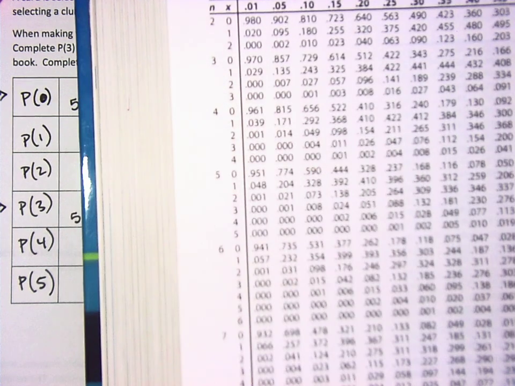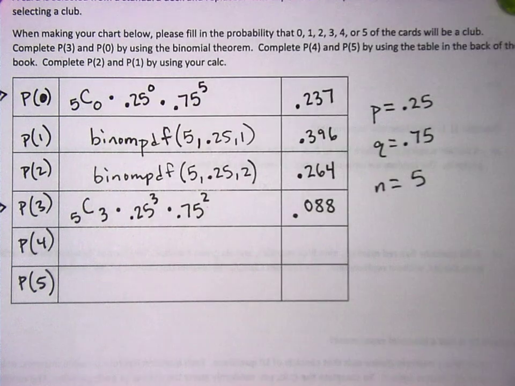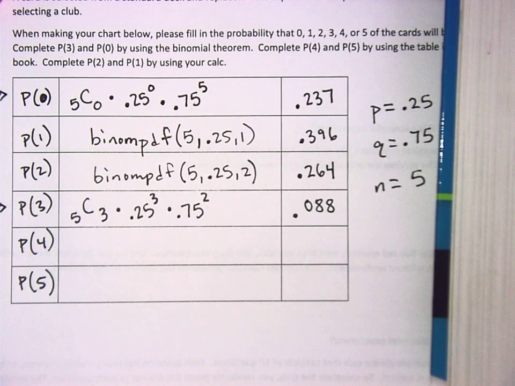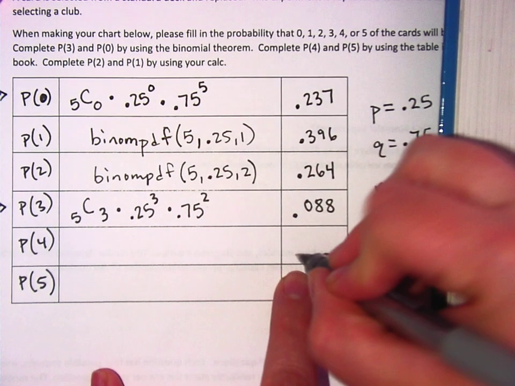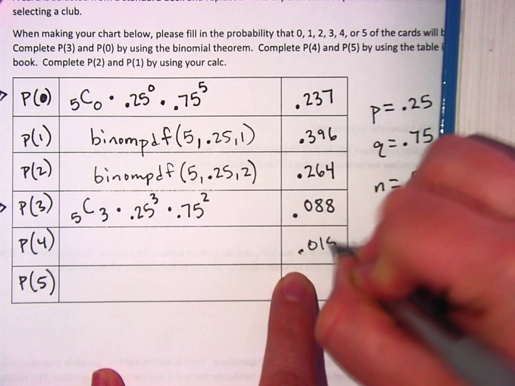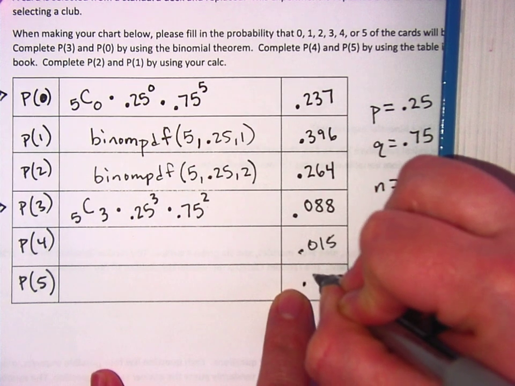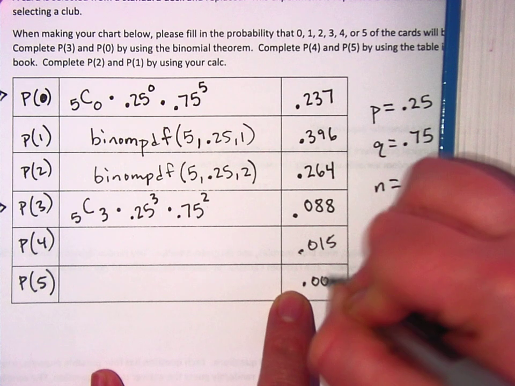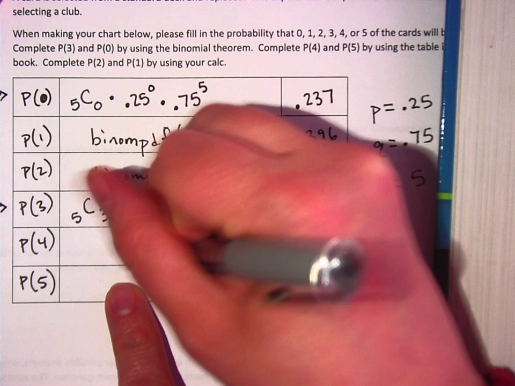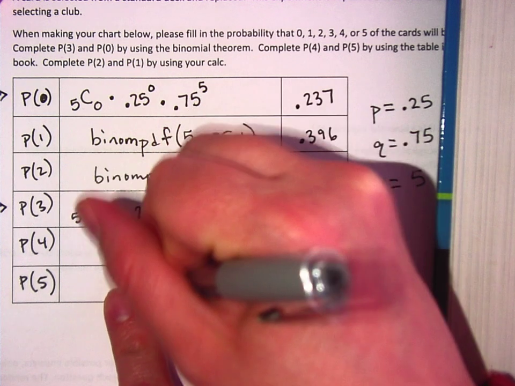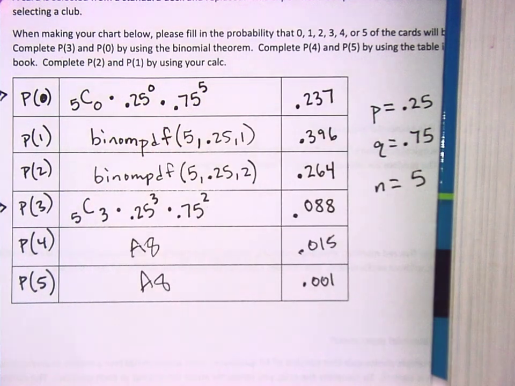By the way, you could also check all your answers right there, because look how all of them are on there. So that 0.237, 0.396, etc. They're all there. So what was this? 0.015, and 0.001. Okay, and then here, I'm just going to write A8 as my work, just to show that that's the page I was on.